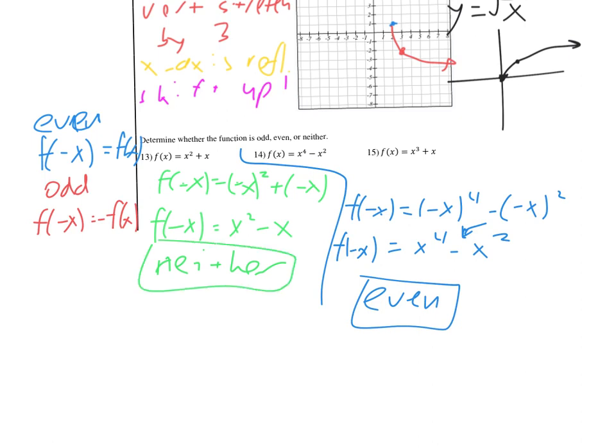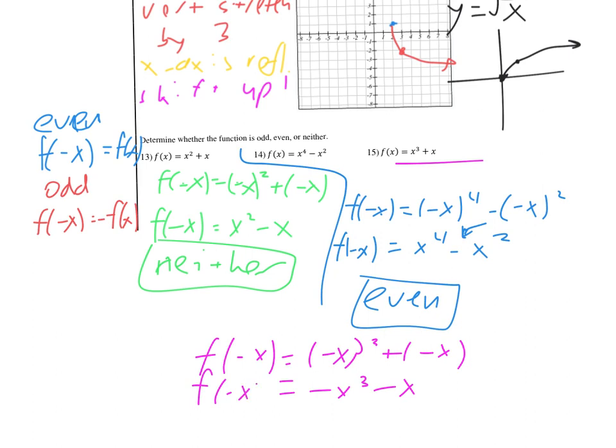All right, and then lastly, we'll do number 15. I'll do it down here. So for this one, if I go f of negative x, it would be negative x to the third plus a negative x. And this is going to turn into, well, the third power actually keeps things the same sign as they were, so that's going to stay negative, and that one's going to turn positive. And so this one is actually the exact opposite of what it was before, and so this one is odd.